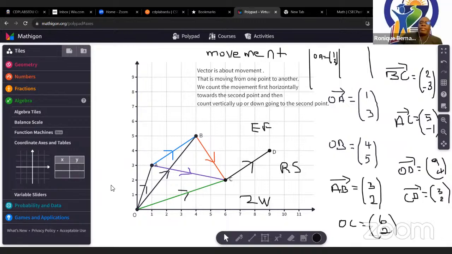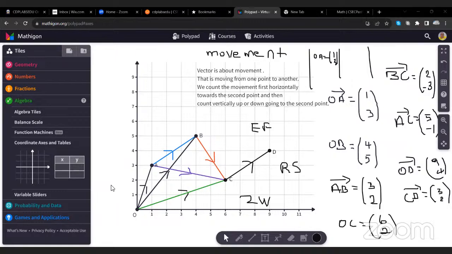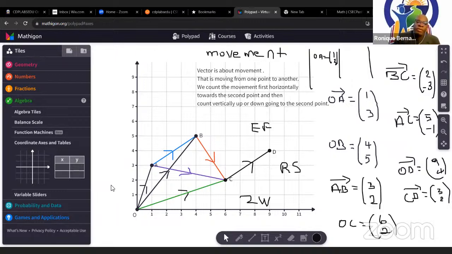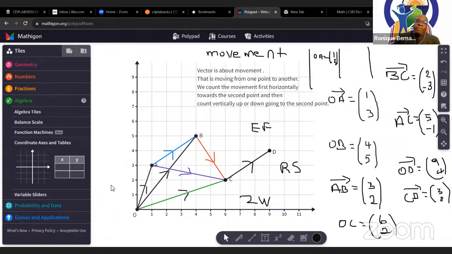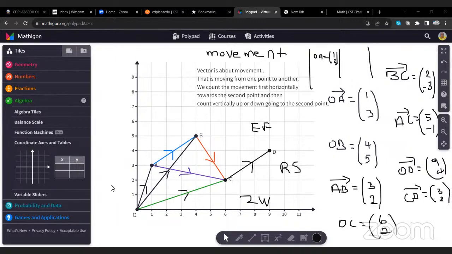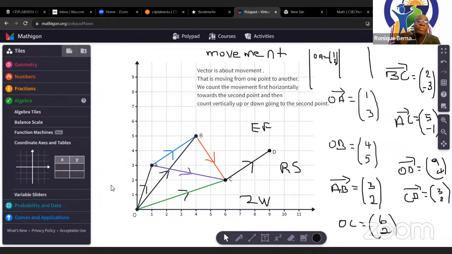How do we? All right. OA is 1, 3, right? OB is 4, 5, and AB is 3, 2. What then can we do with OA and OB to get AB? That's the question. OA is 1 over 3, correct? OB is 4 over 5, correct? Yes, sir. What mathematically can we do with these two vectors to get vector AB, which is 3, 2?